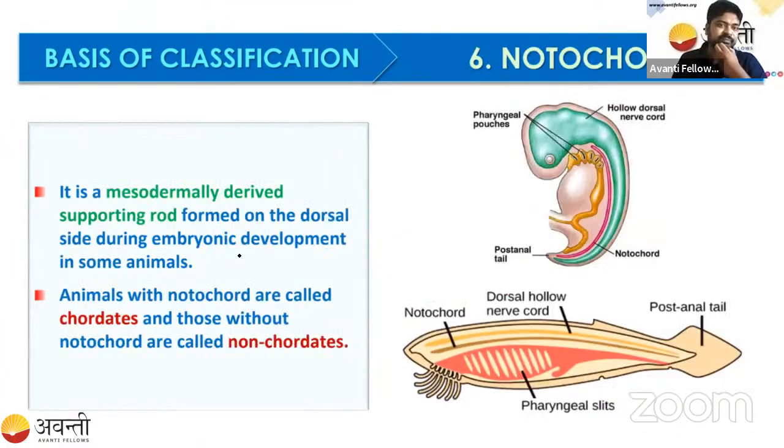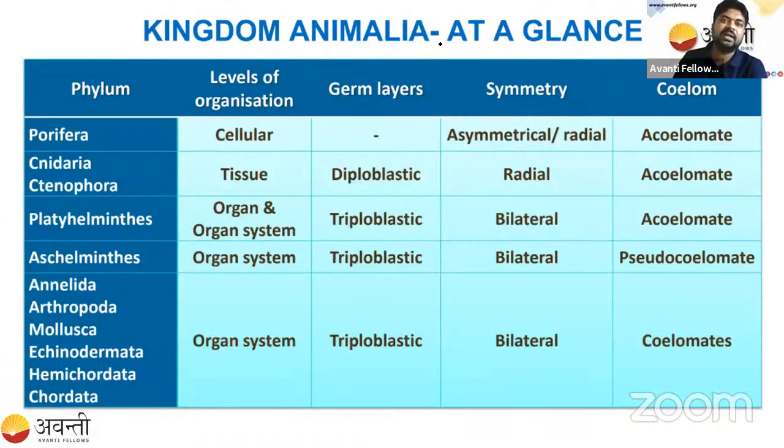Next is the notochord. The notochord is the supportive system for that specific organism. Here you can see a mesodermally derived supportive rod formed on the dorsal side. This notochord is present on the dorsal side during embryonic development. Animals with a notochord are known as chordates, and those without a notochord are known as non-chordates. So this is the complete basis. And here you can see the phylum.